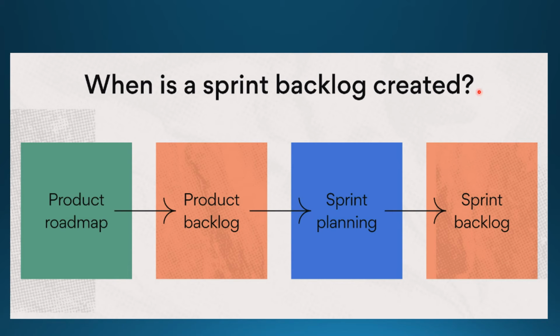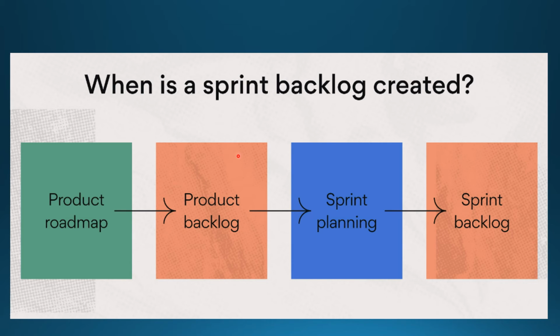So the second Scrum artifact is the sprint backlog. When is the sprint backlog created? The product backlog, during the sprint planning meeting, becomes a sprint backlog. The sprint backlog is the commitment from the development team to create incremental value within that sprint.